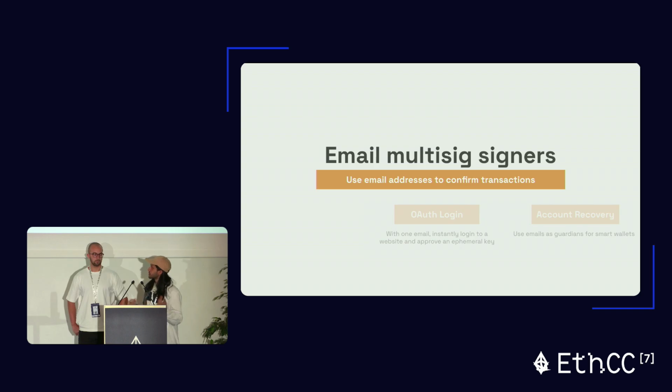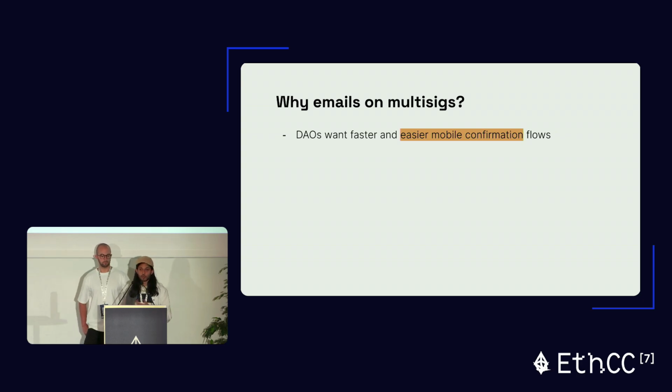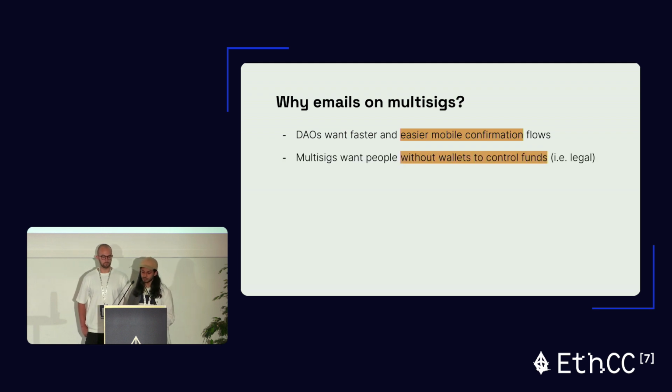Now, how would you use this primitive to build something like email multisig signers? Well, to begin, why even have emails on multisigs? Well, DAOs with many signers often want faster and easier mobile confirmation flows. Perhaps your primary wallet is an EOA, but the dozens of signers that might be approving that would be more intuitive if they used emails instead. This is especially for people who don't already own all wallets or who aren't already familiar with wallet infrastructure, for instance, non-technical members of your team, friends, or family members.